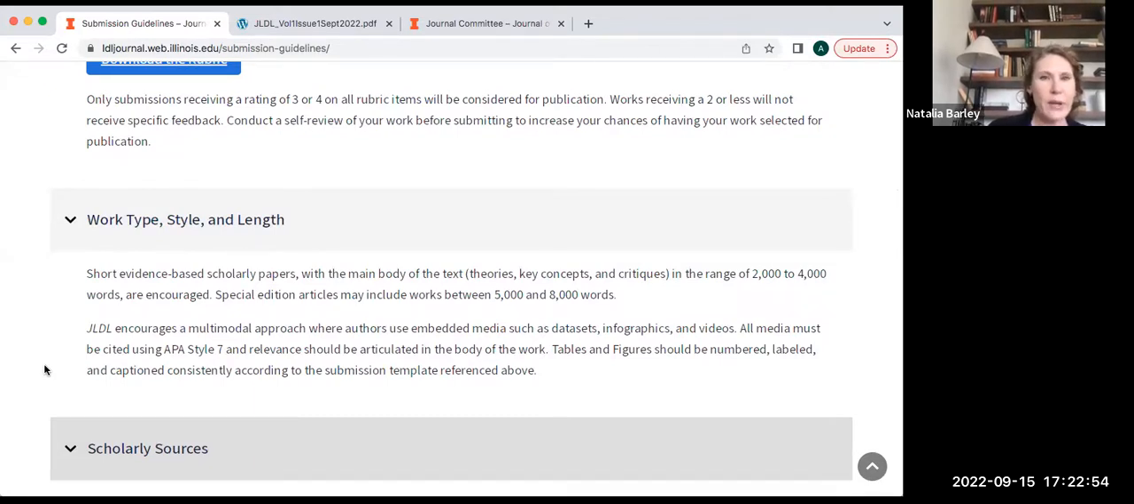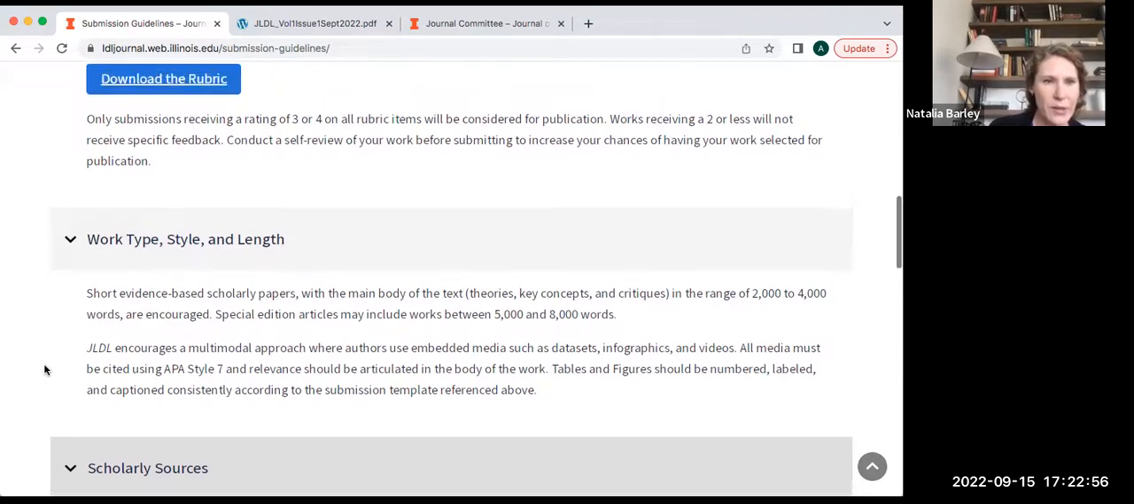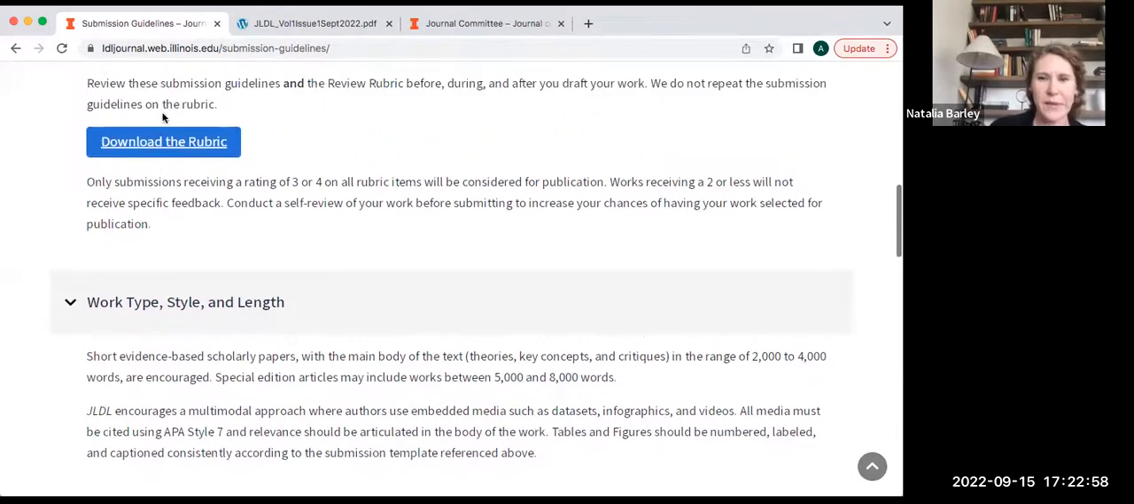We also have a rubric available on the page. I think it's a little bit above. Yes, I believe so. We're not going to go over this one right now, but again, if you're considering a submission to JLDL, we strongly recommend that you review it prior to submitting. It gives you very good guidelines as to what we look at when we review manuscripts for publication. So this is the rubric that we use to review the works.